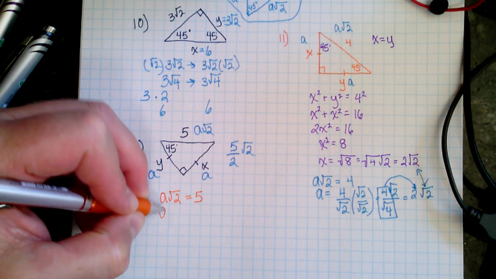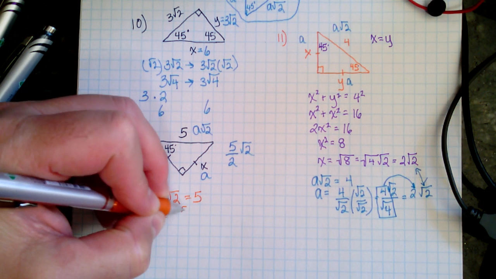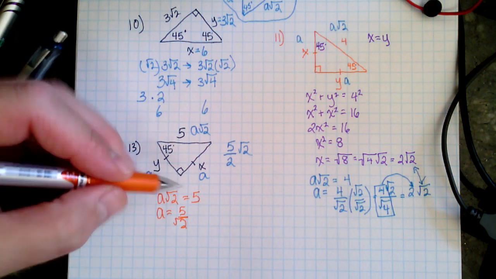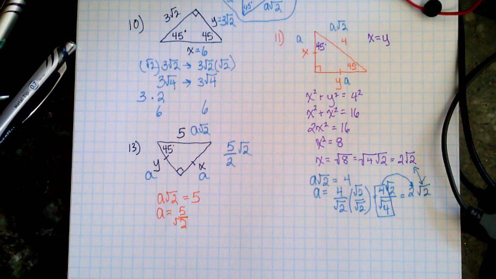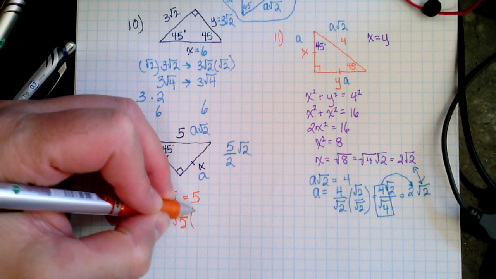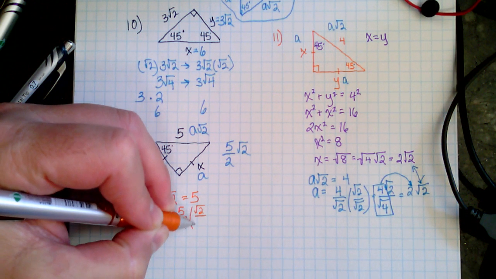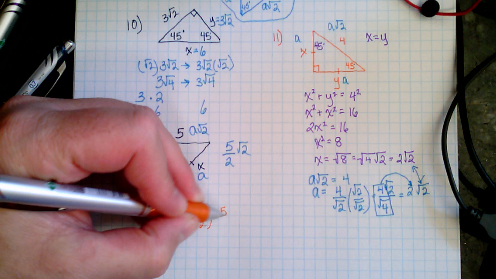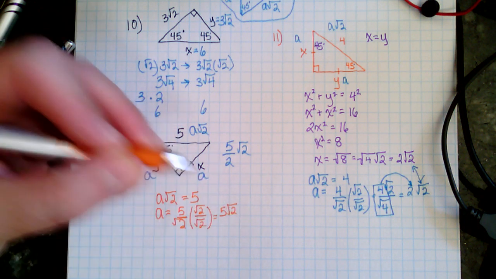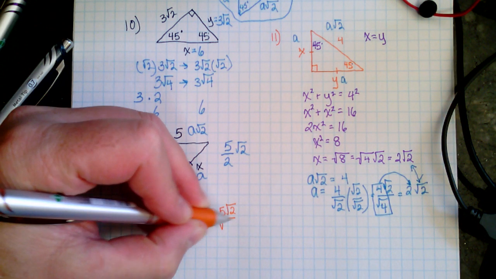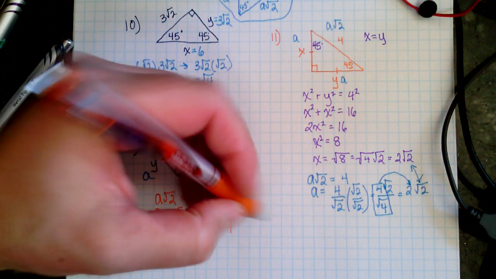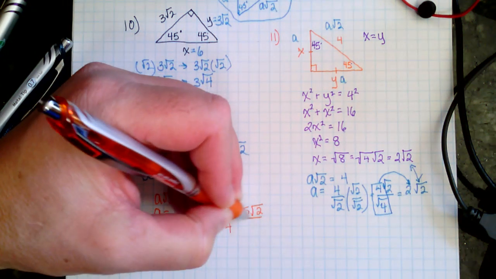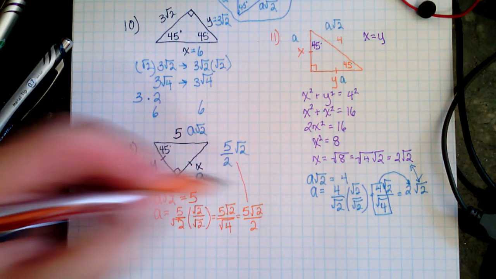Divide both sides by root 2. This is 5 over the square root of 2. So I divided both sides by root 2. Rationalize the denominator. This multiplying straight across becomes 5 root 2 over root 4, which is 5 root 2 over 2.